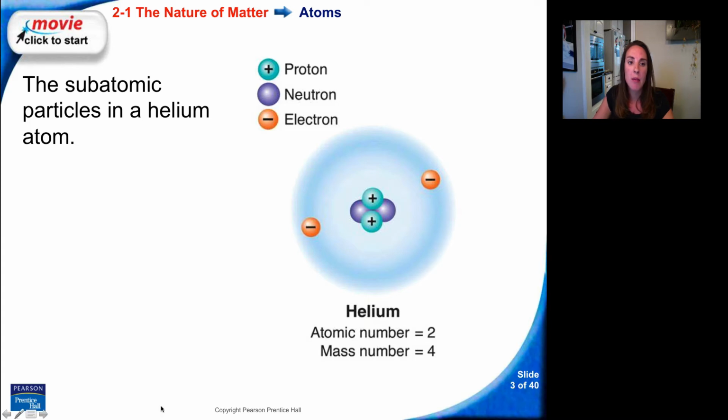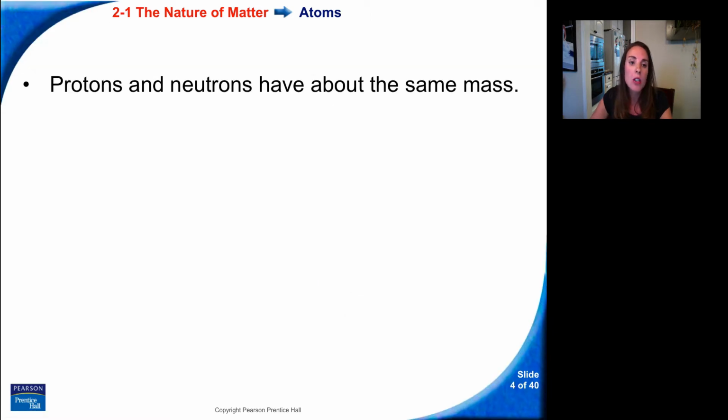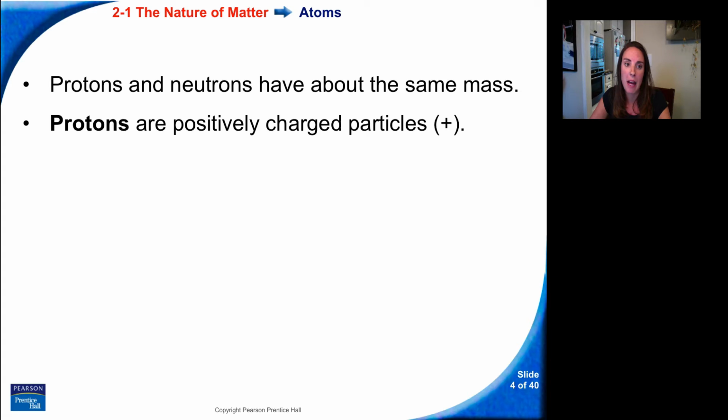So here's the subatomic particles of a helium atom. The protons are positive, neutrons are neutral, so they have no charge, and electrons are negative. Protons and neutrons are in the nucleus. Electrons circle around the nucleus. So helium has 2 protons, 2 neutrons, and 2 electrons. Its atomic number is 2, and its mass number is 4, and we're going to talk about how to calculate those numbers.